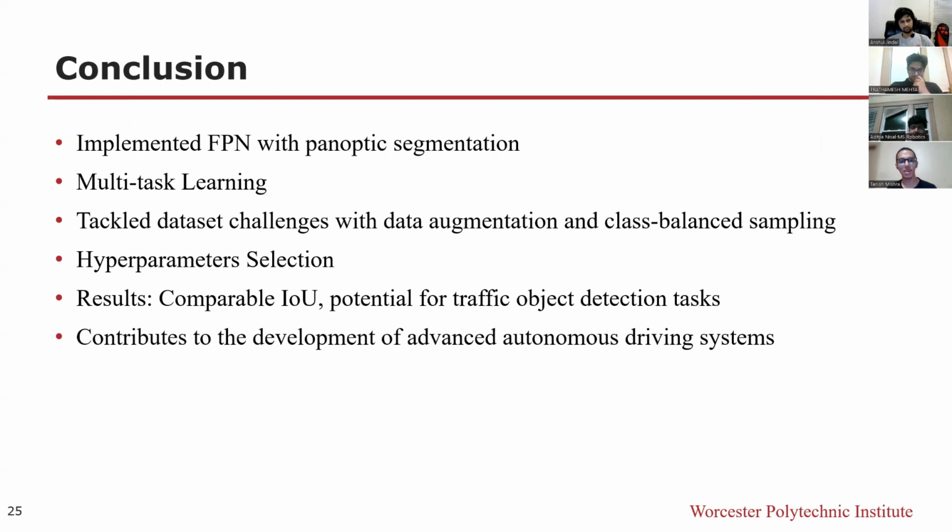We also carefully selected hyperparameters using a weighted cumulative metric to optimize our model's performance. Our results show that our approach has a comparable IOU performance, highlighting its potential for traffic object detection tasks. Overall, our research contributes to the development of advanced autonomous driving systems, paving the way for future research and application in the field of autonomous driving and object detection.